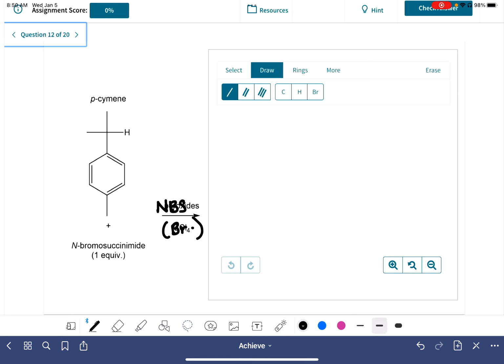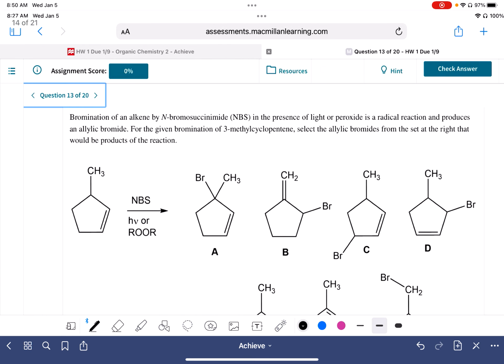And you just want to draw the one product of this reaction, because remember that bromination is selective, meaning that the bromine is going to go onto the one best carbon. Don't touch the carbons of the benzene ring. You're not allowed to touch them yet. And here, this problem is a bit of a doozy.